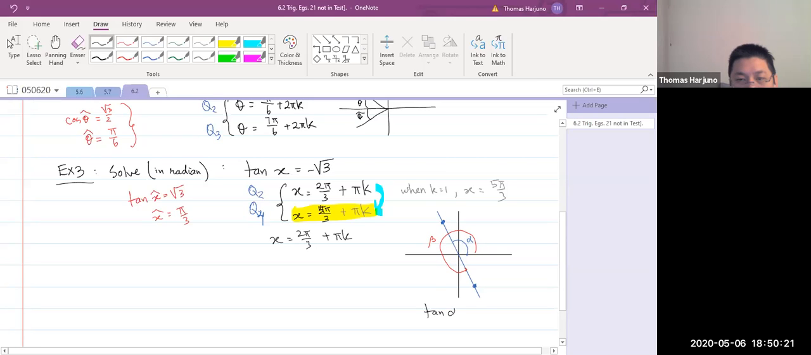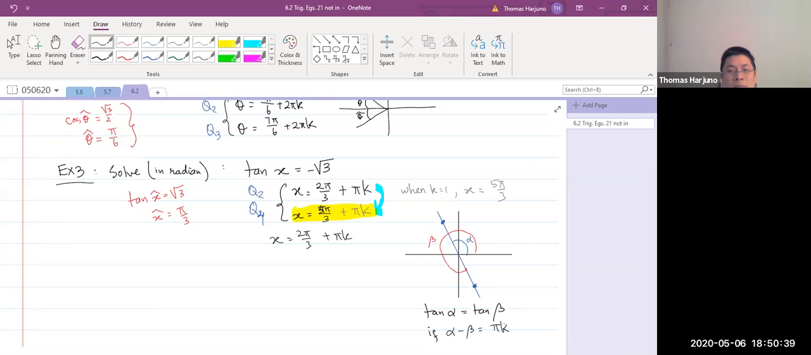Tangent alpha will be equal to tangent beta if alpha and beta are off by a multiple of pi. So instead of doing quadrant 2 and quadrant 4, we can just do quadrant 2, but then you add pi k to that.